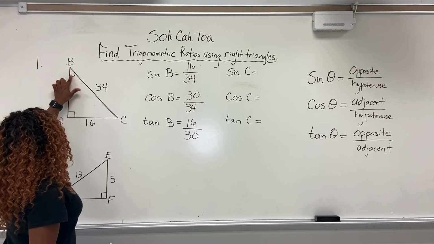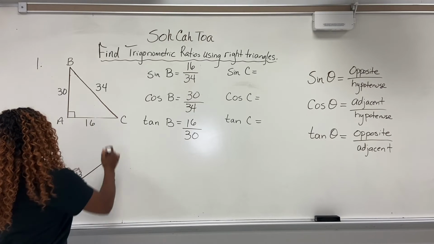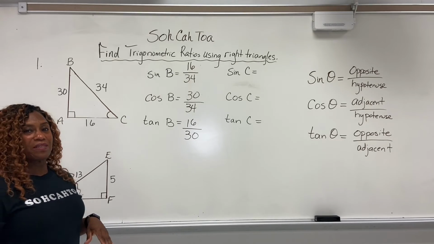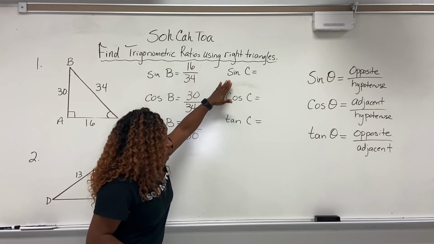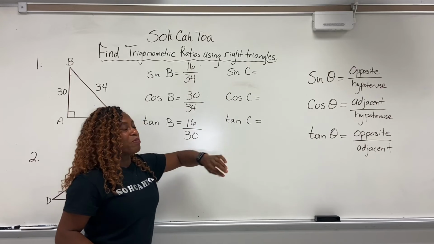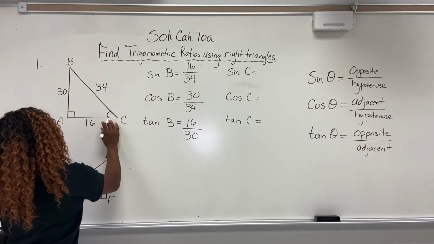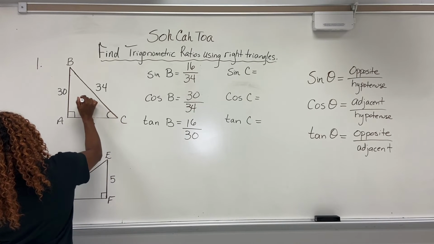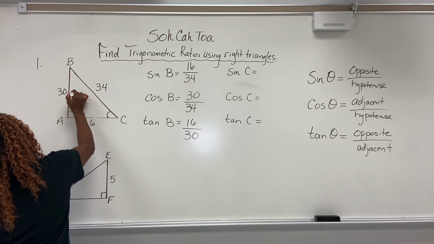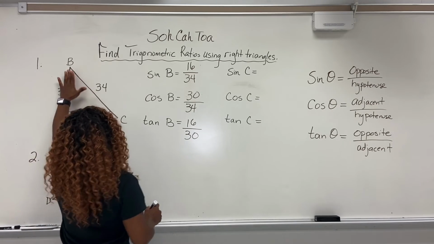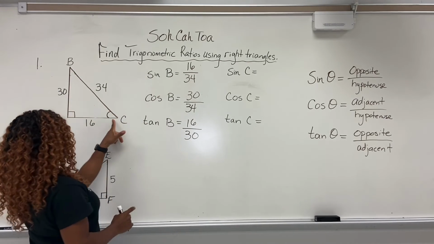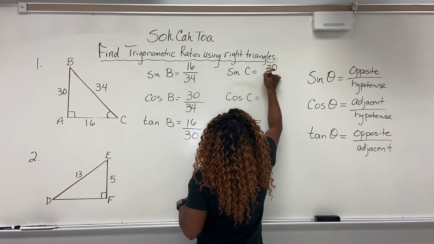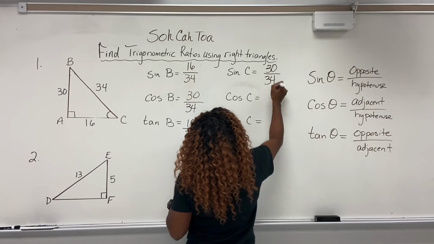So now instead of looking from angle B's perspective, we're looking from angle C's perspective. So when we want sine, which is opposite over hypotenuse, if you're looking from angle C, the side that is opposite angle C is going to be this side, directly across from it, 30. So it's not 16 like this one was, because we're looking from a different angle. So it's 30 over the hypotenuse, that is still 34.